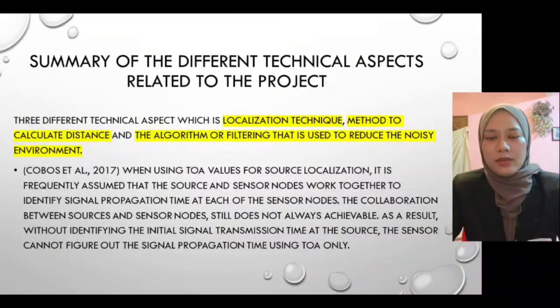From an article in 2017, it said when using TOA value for source localization, it is frequently assumed that the source and the sensor node work together to identify signal propagation time at each of the sensor nodes. The collaboration between source and sensor node is still not always achievable. As a result, without identifying the initial signal transmission time of the source, the sensor cannot figure out the signal propagation time using TOA only.